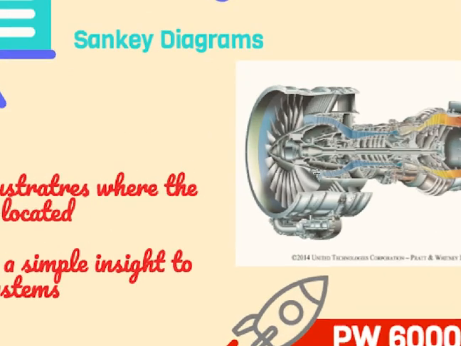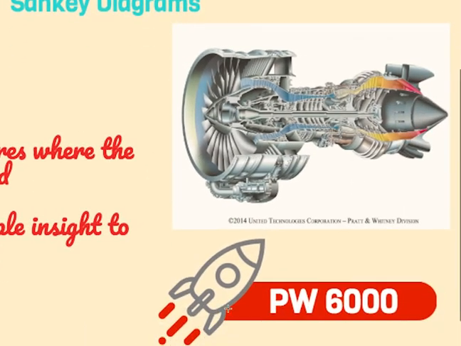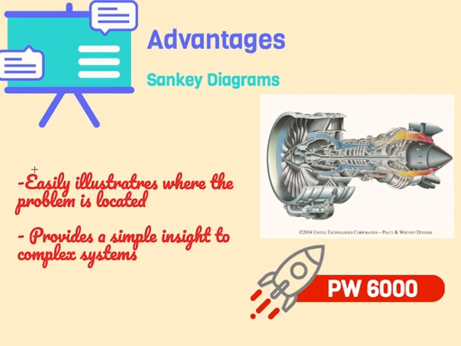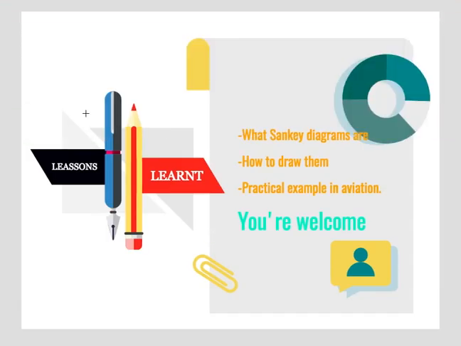and this problem was based on what occurred in 2005 to Pratt & Whitney when the turbofan PW6000 suffered low fuel efficiency. In this case, the low fuel efficiency was caused by air not being at an appropriate temperature, which was solved by adding one high pressure compressor stage, just like in the example we went through. You have learned today what Sankey diagrams are, how to draw them, and a practical example in aviation. Thanks for watching.